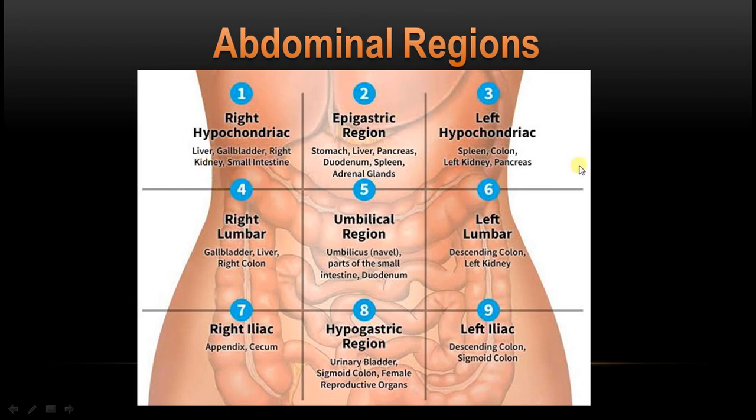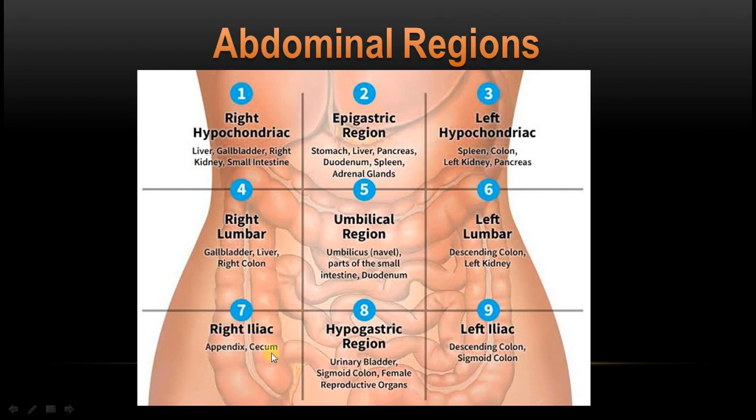Left hypochondriac is mainly for the spleen and your starting point of the left flexure or the splenic flexure of the colon. Umbilicus is mainly for the coils of small intestine, and part of the duodenum comes here. Right lumbar is for the ascending colon and for the liver, which also extends into this. So left lumbar is for the descending colon and the left kidney.